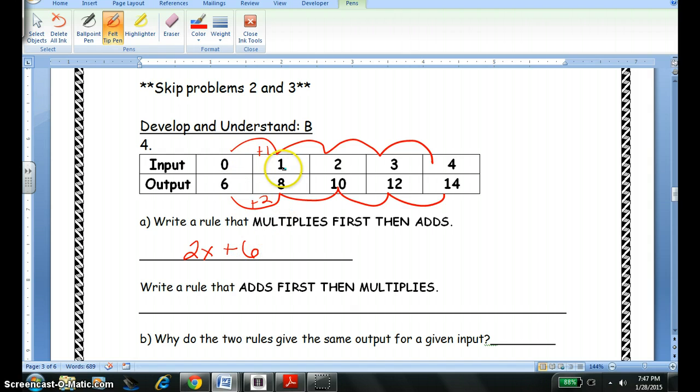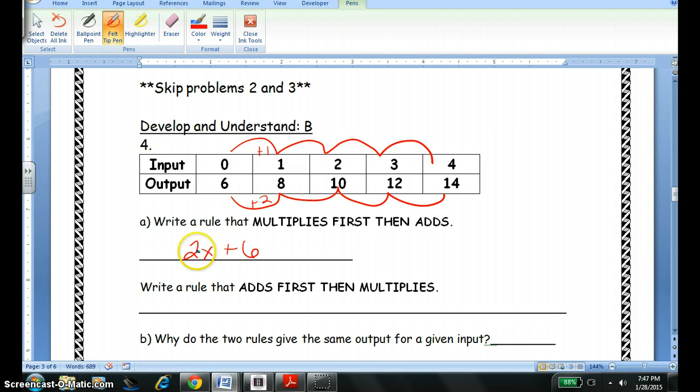So let's see if it works for everything else. 1, substitute in for x. 1 times 2 is 2, plus 6 gives me 8. I'll skip to the end. 4 times 2 is 8, plus 6 is 14. So it works. Now I have to think, how else could I write this? Where I would add first and then multiply.